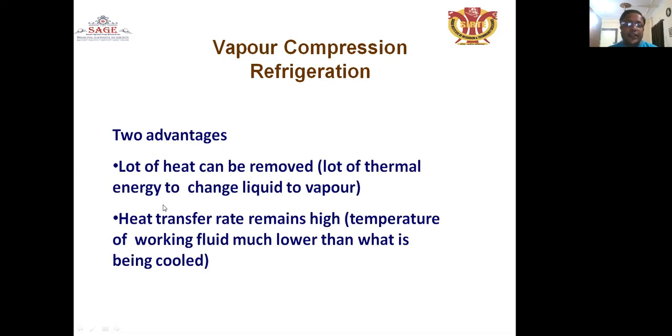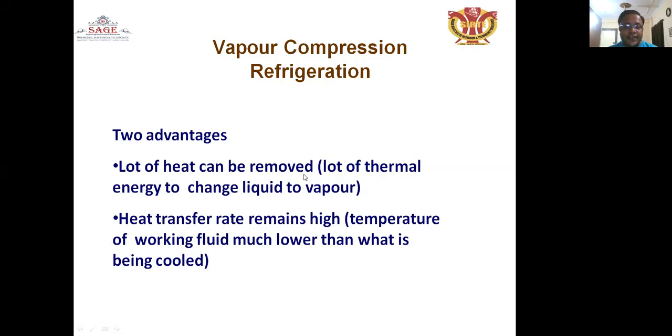What are the two main advantages of the VCRS system? First, a lot of heat can be removed, and second, the heat transfer rate remains high. So the heat transfer at the condenser and compressor side remains high, and a lot of heat can be removed from the evaporator side and the condenser side.